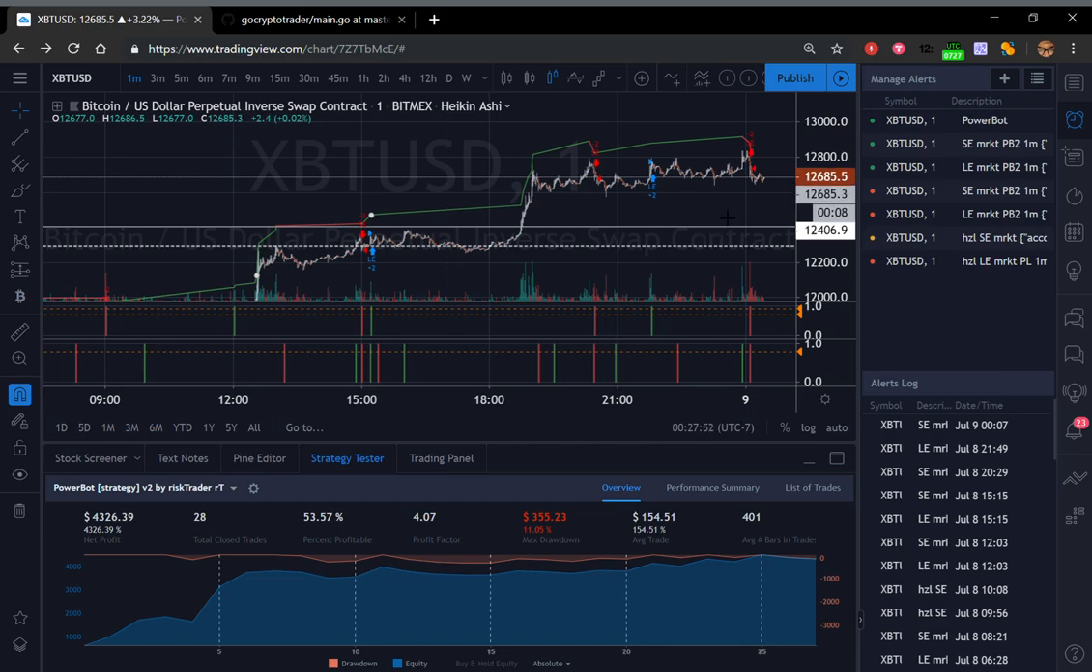Okay. Right now we're in a short position, and it is just beginning the ninth. Remember, 28 trades in the last 8 days. We made about $4,000 trading with what? With one Bitcoin, okay? This is trading with one Bitcoin, well, on 100 times leverage.